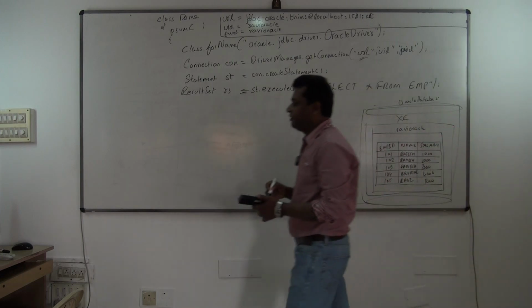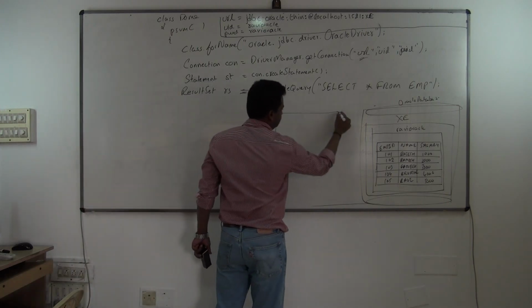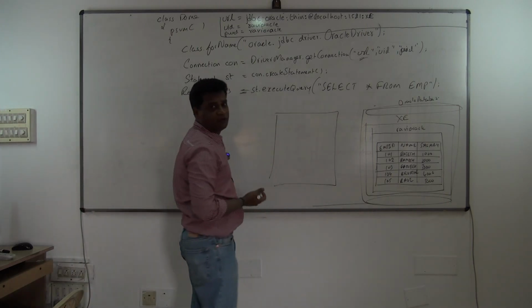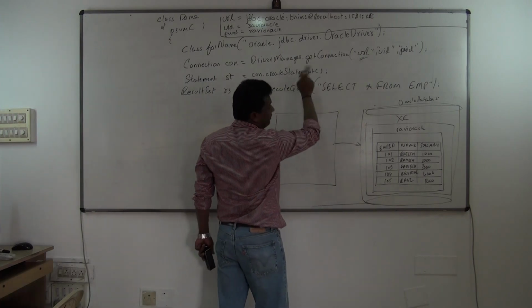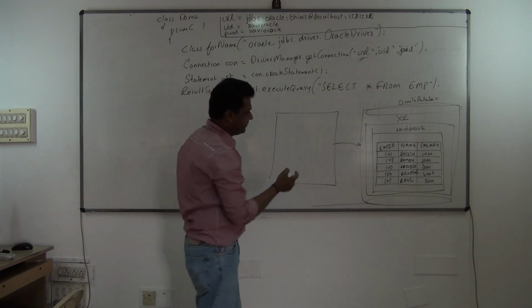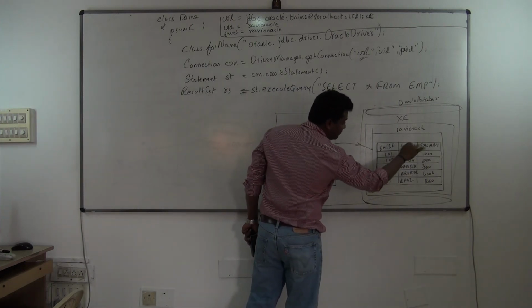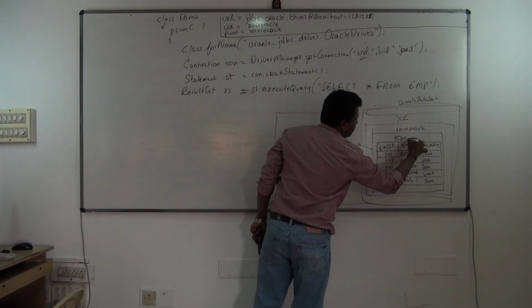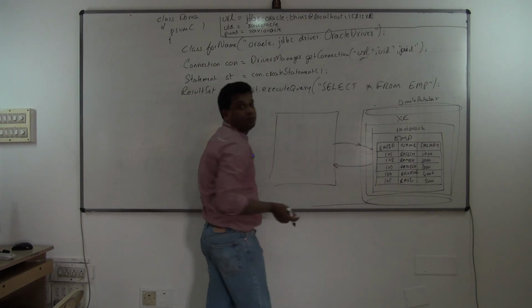Now assume that I have written code. This is my Java program, which is what I am teaching you now. It will connect to the database because I have given all the values. It will in fact connect to the schema also. It will retrieve all the values which are there in the EMP table, and you will get them into your program.